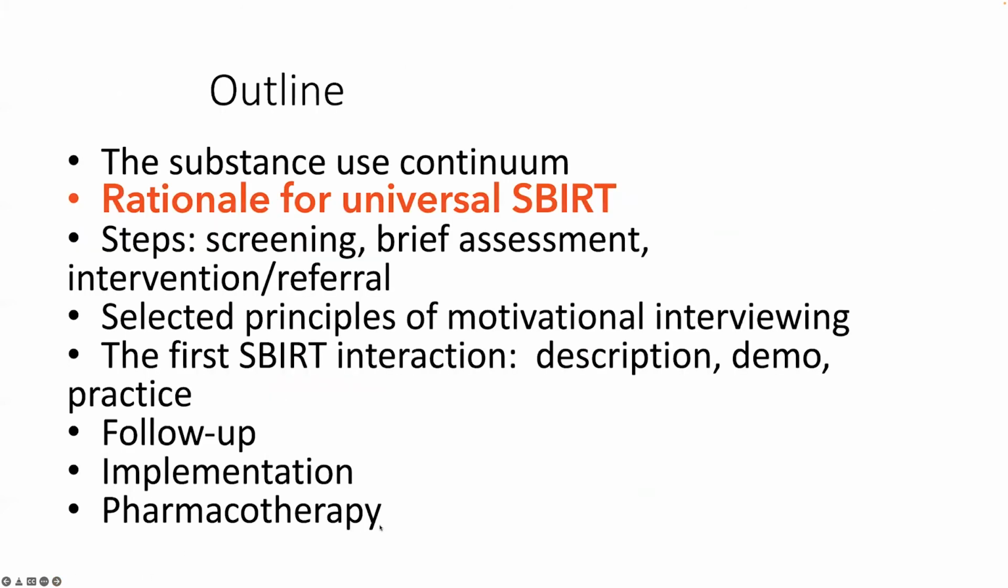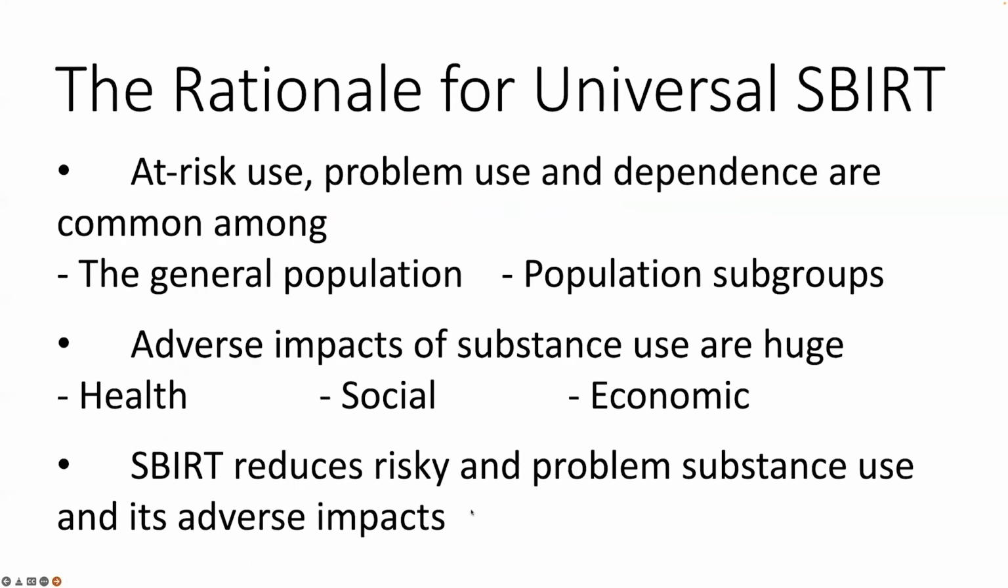So why should we do SBIRT as a universal procedure? Why not just pick out people who we might want to ask about their use of alcohol and drugs? Well, the rationale for universal SBIRT is that at-risk, problem use, and dependence are common. It's common in the general population. It's common amongst population subgroups. There is nothing about demographics that can help us say, oh, let's only screen these people or these people. It's common amongst a lot of people.